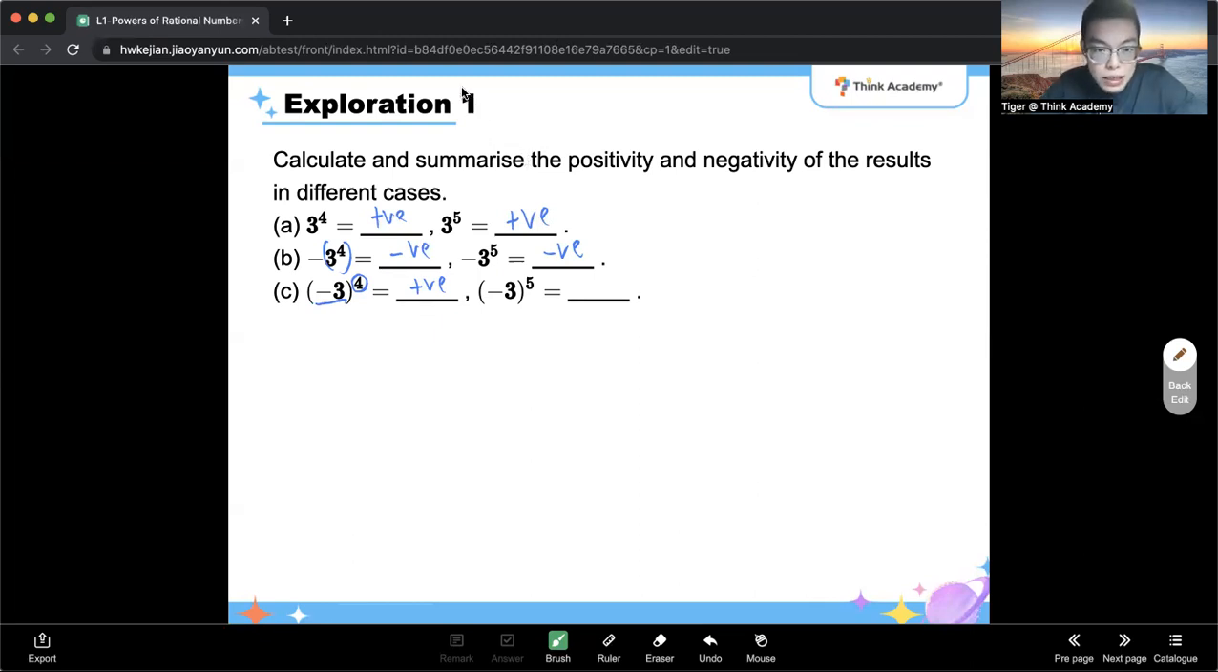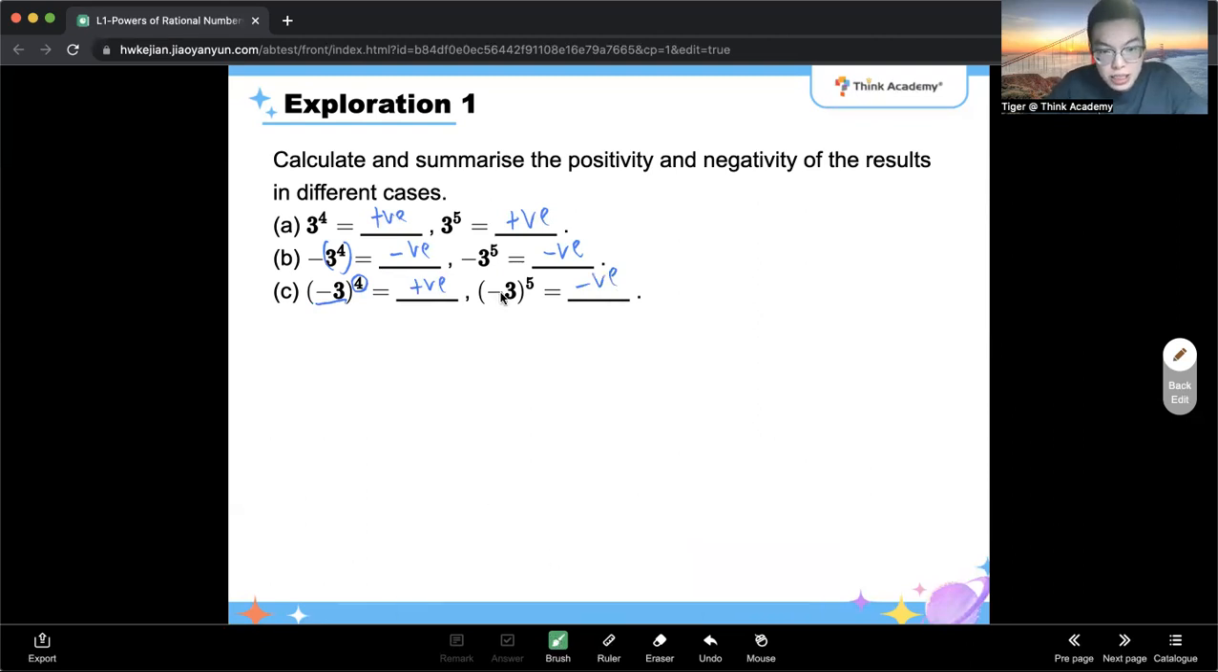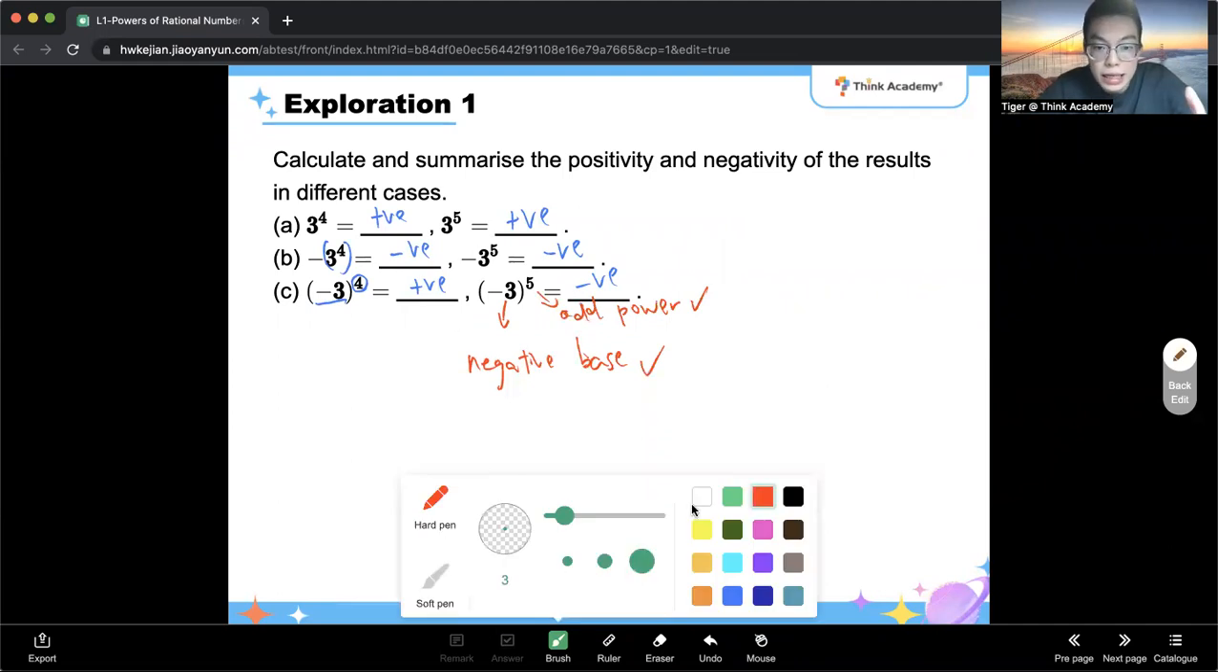That's right. The last one is negative because it satisfies both conditions at the same time: a negative base and an odd power. So once it satisfies both conditions, it's going to be a negative power.